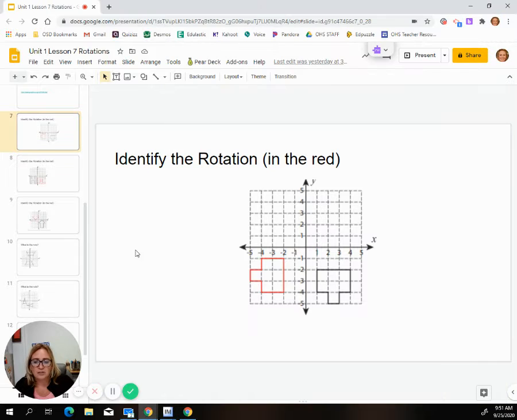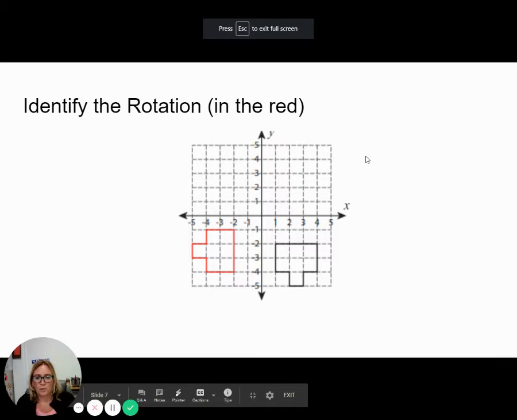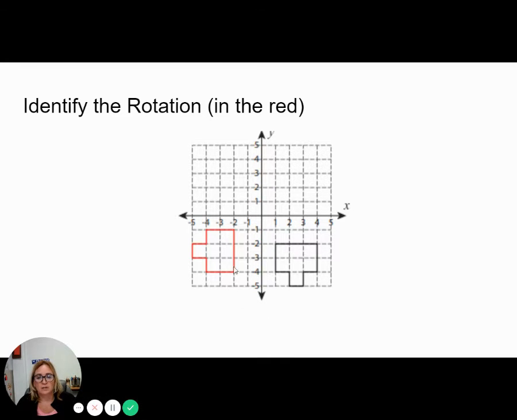So if we go back to this example, it's saying, how did we rotate from this black figure to this red figure? Okay, so the first thing we have to determine is counterclockwise or clockwise. So which do you think we are doing? Are we moving counterclockwise or are we moving clockwise? So hopefully you said that we are moving clockwise, right? We're moving this direction. That direction is the way that the clock works.